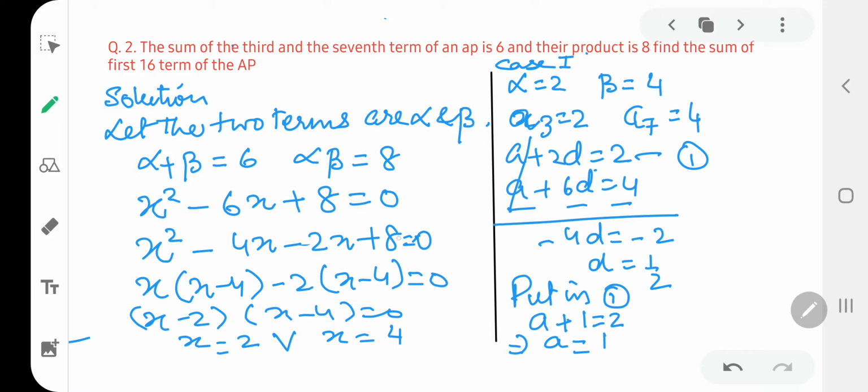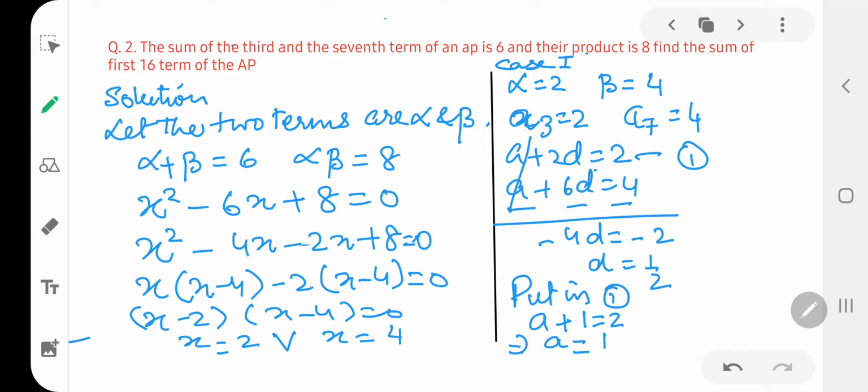Now factorize it. You will find that the factors are minus 4x and minus 2x. Now take the first 2 together, last 2 together, and simplify. You will get x is equal to 2 or x is equal to 4. That means case 1, we can say that the third term is 2 and the seventh term is 4, or otherwise you can reverse the order.